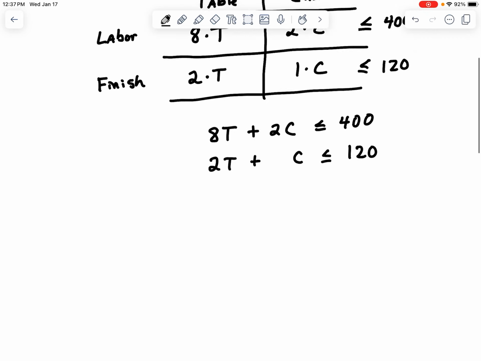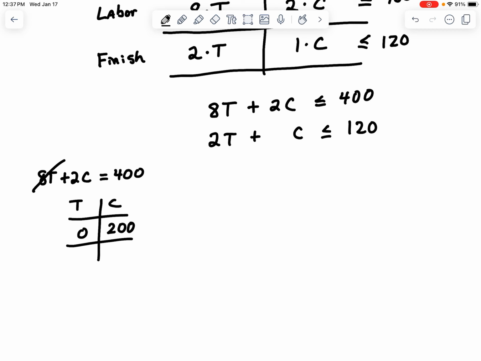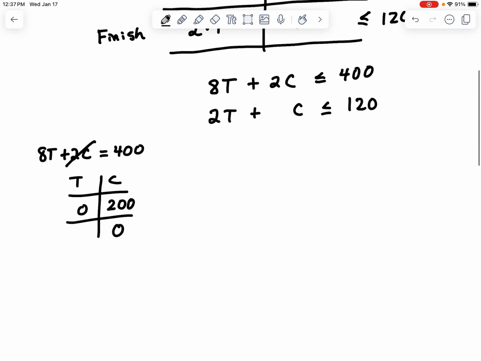Okay, now I need to graph this. So first I'm going to take the 8t plus 2c and set it equal to 400 and find out what kind of line that makes. So I'll just make a little table and say, well, if I plug in 0 for t, that means this would be gone. And then 2c equals 400. So if you divide by 2, c equals 200. Next, if I were to substitute a 0 for c, this would be gone. And then divide both sides by 8. And 400 divided by 8 is going to be 50.